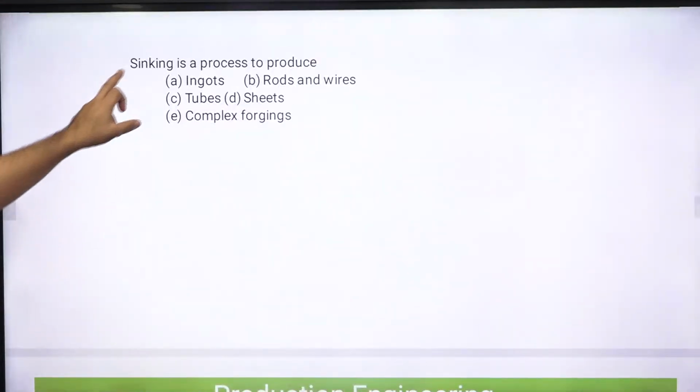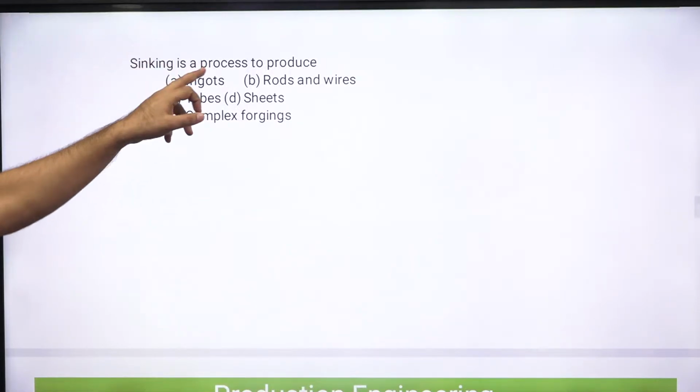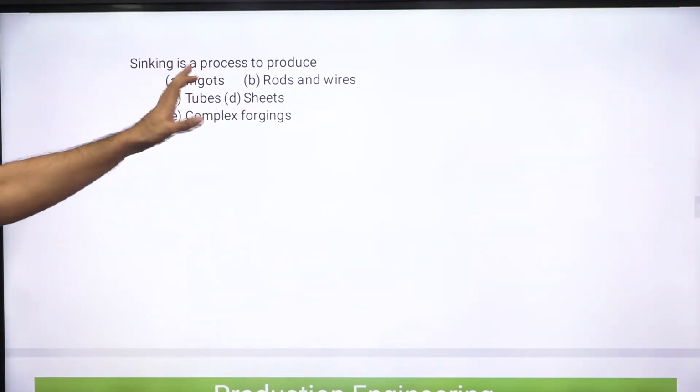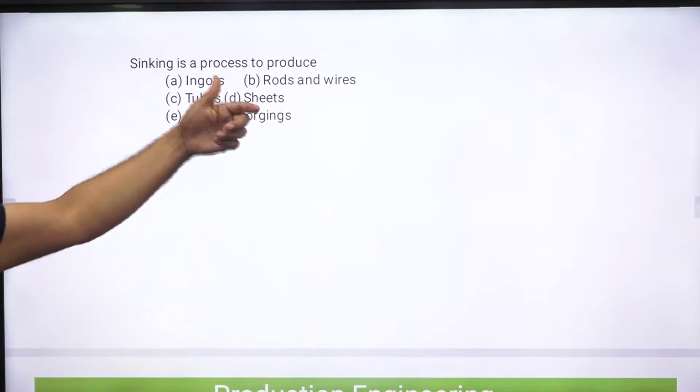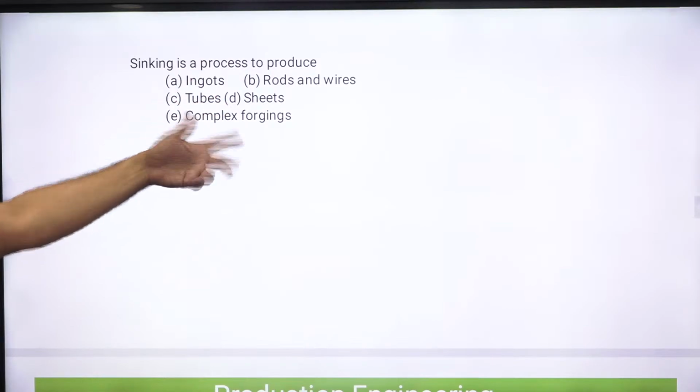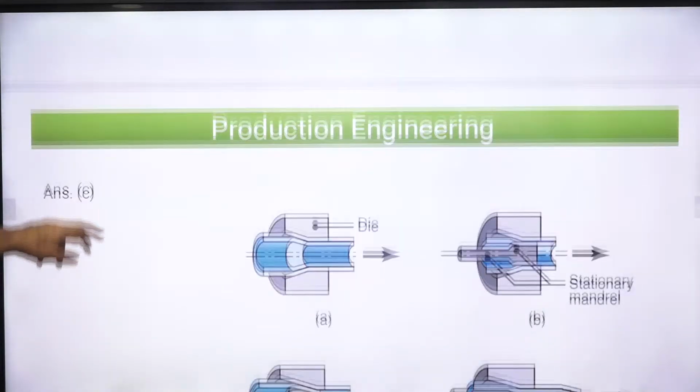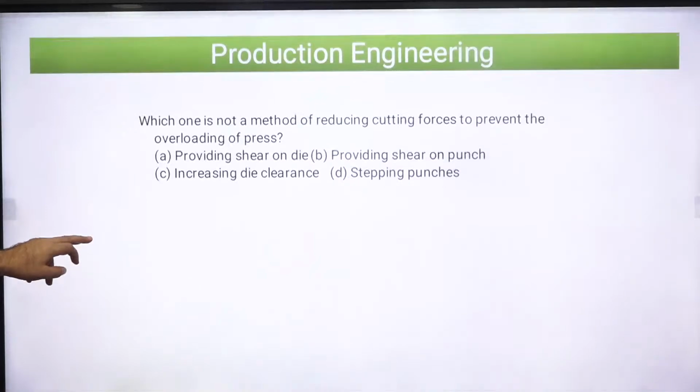You should have a clear-cut idea of what this process is all about. So tube sinking process is used to produce what? Tubes. Ingots, obviously rods and wires, I'm not bothered about. Sheets, complete. So nothing is matching with this. So go to this one now.